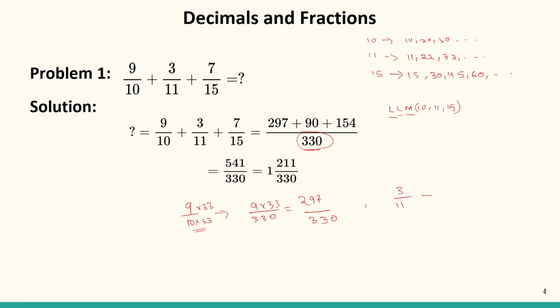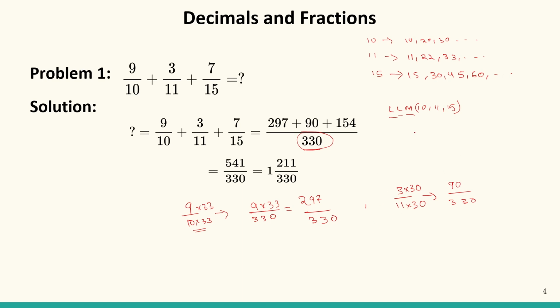Again you do the same for 3 by 11. You need to convert it to a fraction with denominator 330, so you multiply by 30. You multiply 30 in the numerator since you multiplied the same in the denominator, so it will be equal to 90. So you have 90 there.